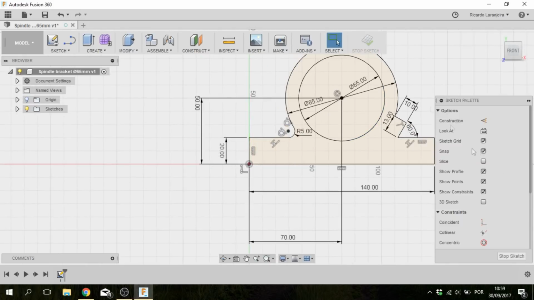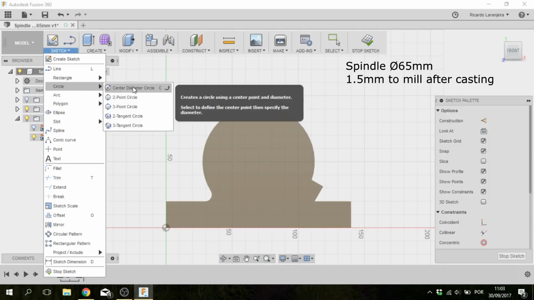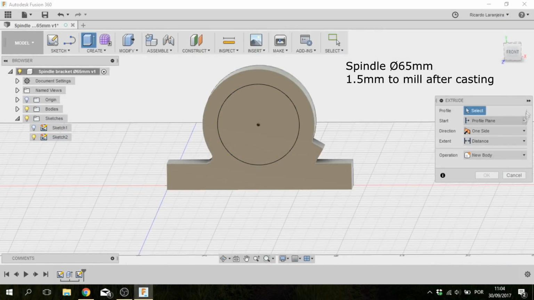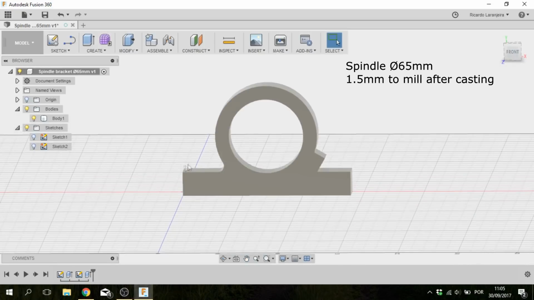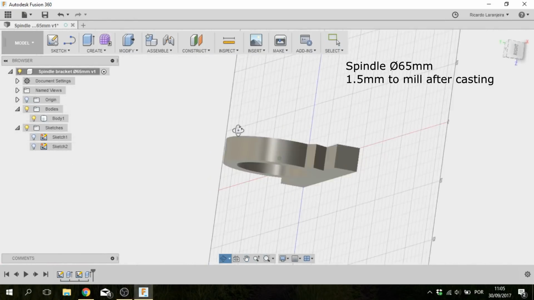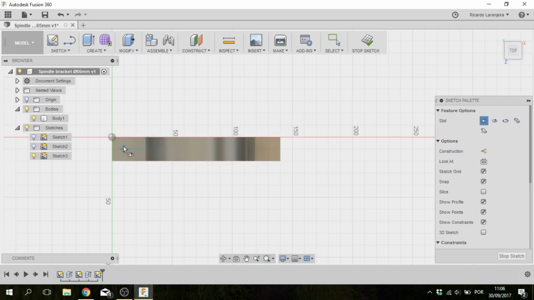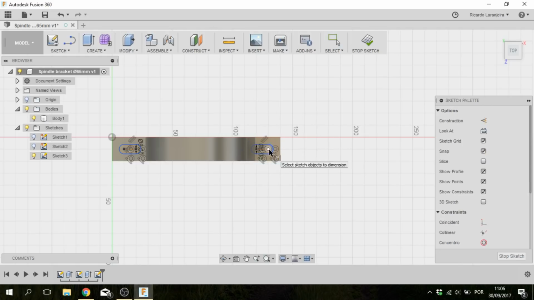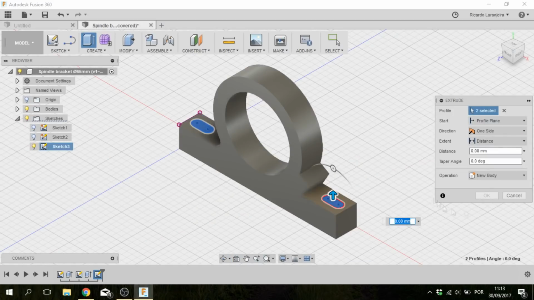Okay, one important thing. The spindle has a diameter of 65 millimeters, and I will leave 1.5 millimeters to mill after casting because I want to have a very good face in contact with my spindle. So I have to make some fixation. They have some adjustment too, so I can play with the spindle to get it squared with the machine.